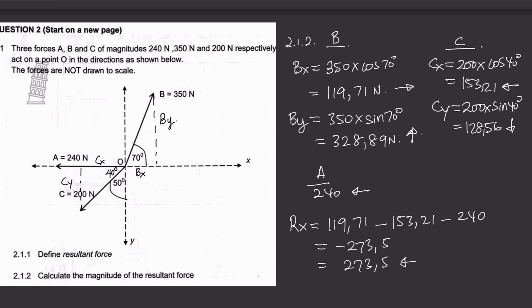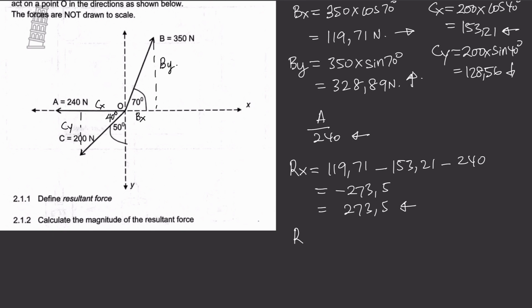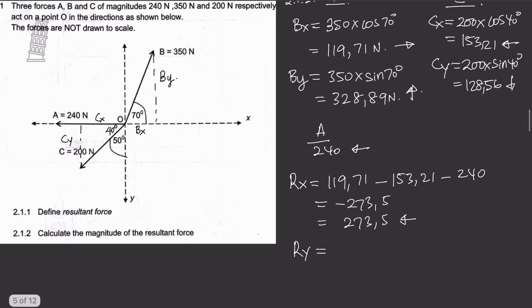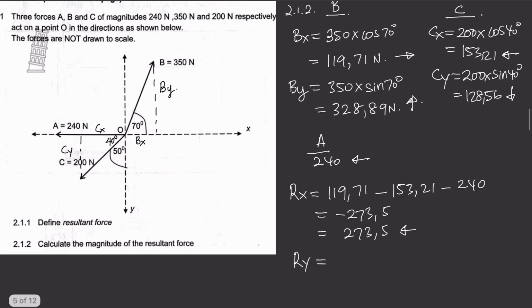Now let's do the resultant in the y direction. So the resultant in the y direction is simply going to be 328,89 minus 128,56, and that would give us 200,34, and that's pointing up.